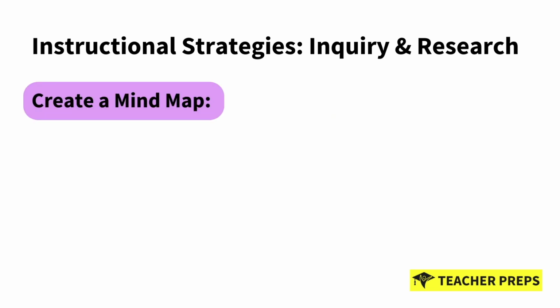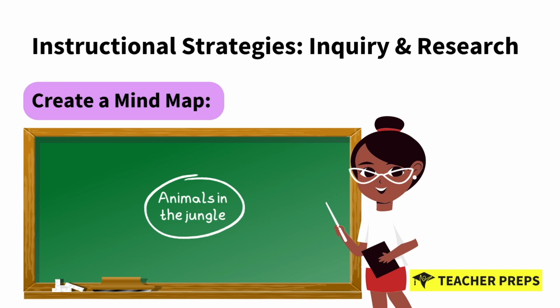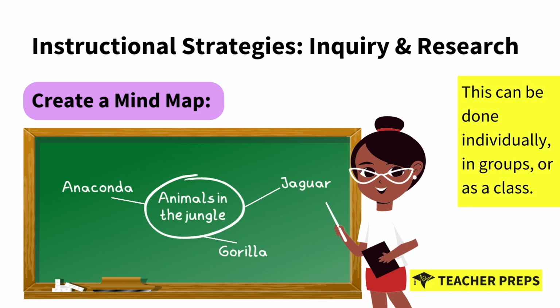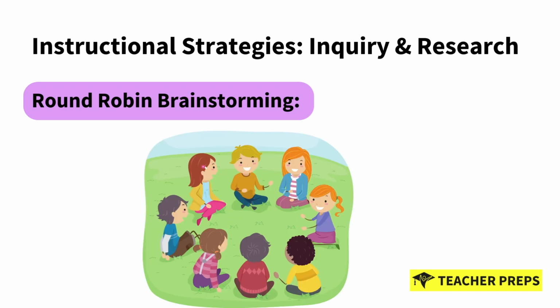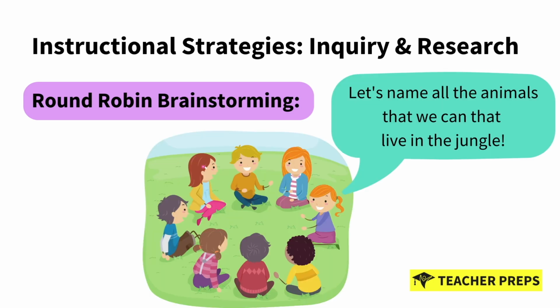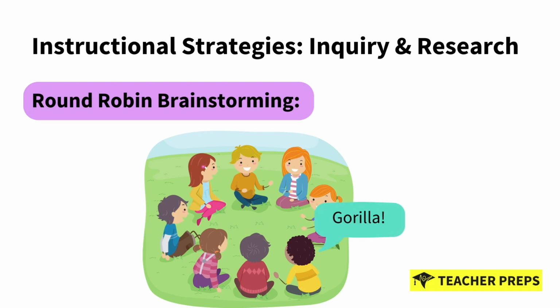Encourage students to create a mind map. Start with a central idea or topic in the middle of the board. As students shout out related ideas or subtopics, draw branches connecting them to the central topic. Note that this can be done individually, in groups, or as a whole class. Another brainstorming activity students love is called round-robin brainstorming, and this is when students sit in a circle. The teacher can choose a topic, and each student contributes one idea or question related to the topic.